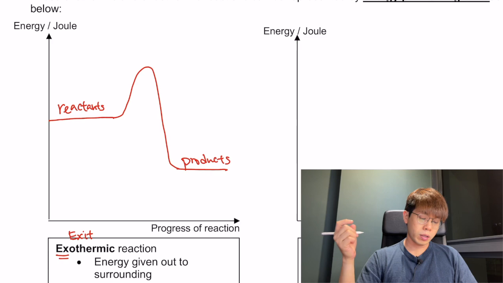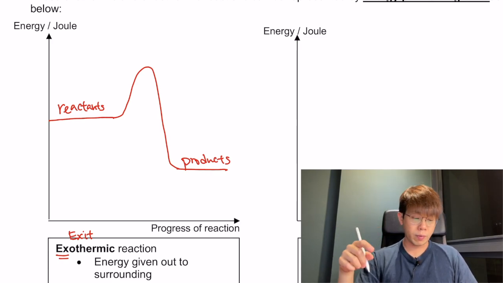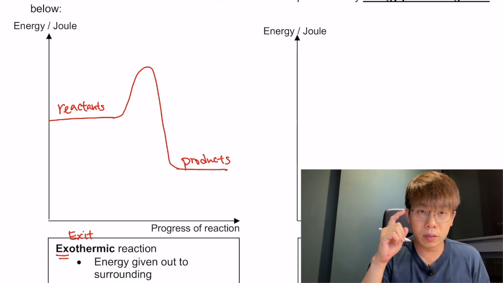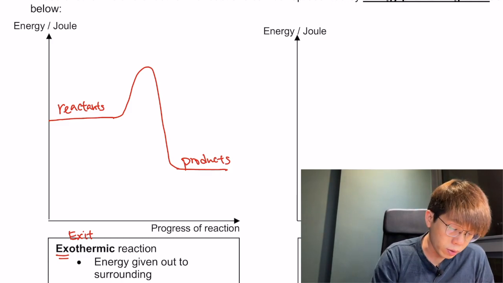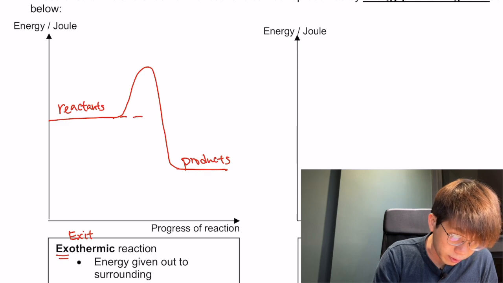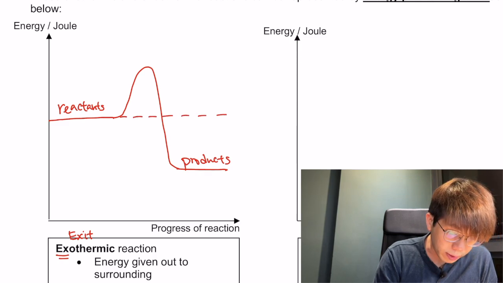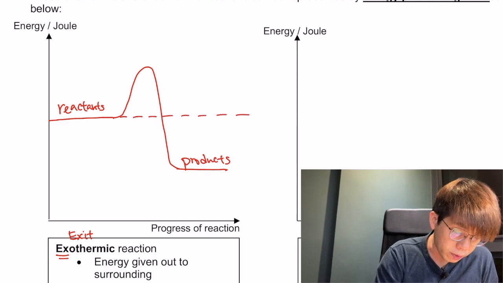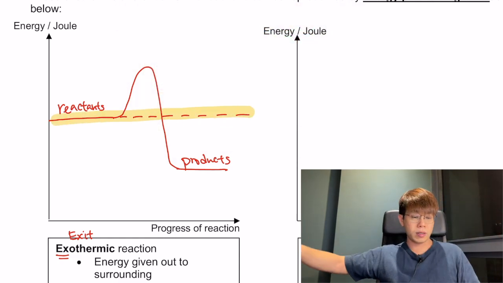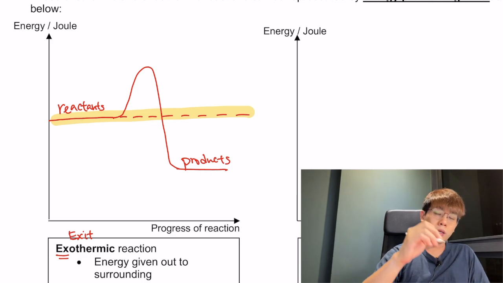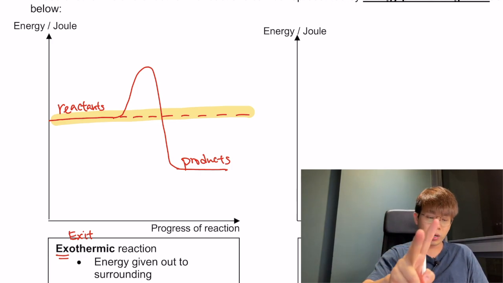Now, after that, we need to do a few labels. I want you to draw only one dotted line, and this dotted line will start from the reactants. So you draw a dotted line to extend the reactant line like that. We're trying to extend it. And there should be one dotted line and two arrows.